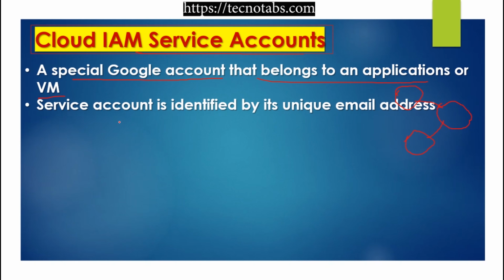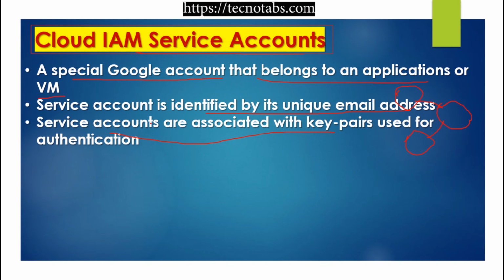So the service account is identified by a unique email address. Basically this email address will be very unique and it might be automatically generated using your unique identifiers, maybe the project name or the project organization name. Combining all of this, it will form a unique email address for communication with each other. Okay, and service accounts are associated with a key pair used for authentication. So it will have a key pair that will be used for authentication programmatically for interacting with other resources.